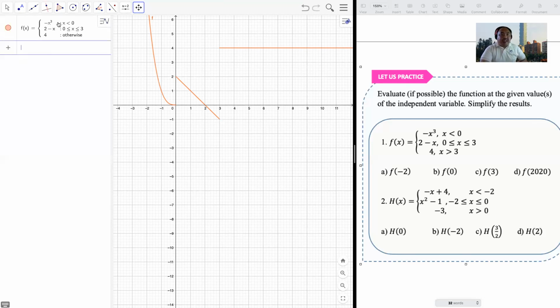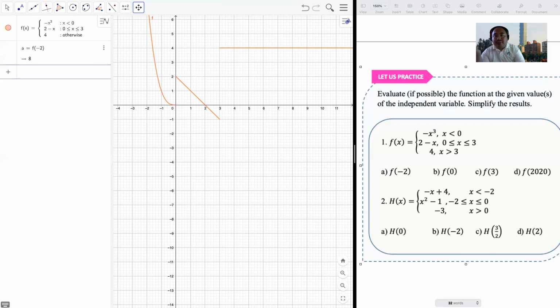Okay. So you see, when x is less than 0, the graph is negative x cubed. When x is between 0 and 3, including 0 and 3, then the graph is 2 minus x. And when it is above 3, the graph is that of y equals 4. Okay. So first to answer, what is f of negative 2, sir? Very simple, it is 8.